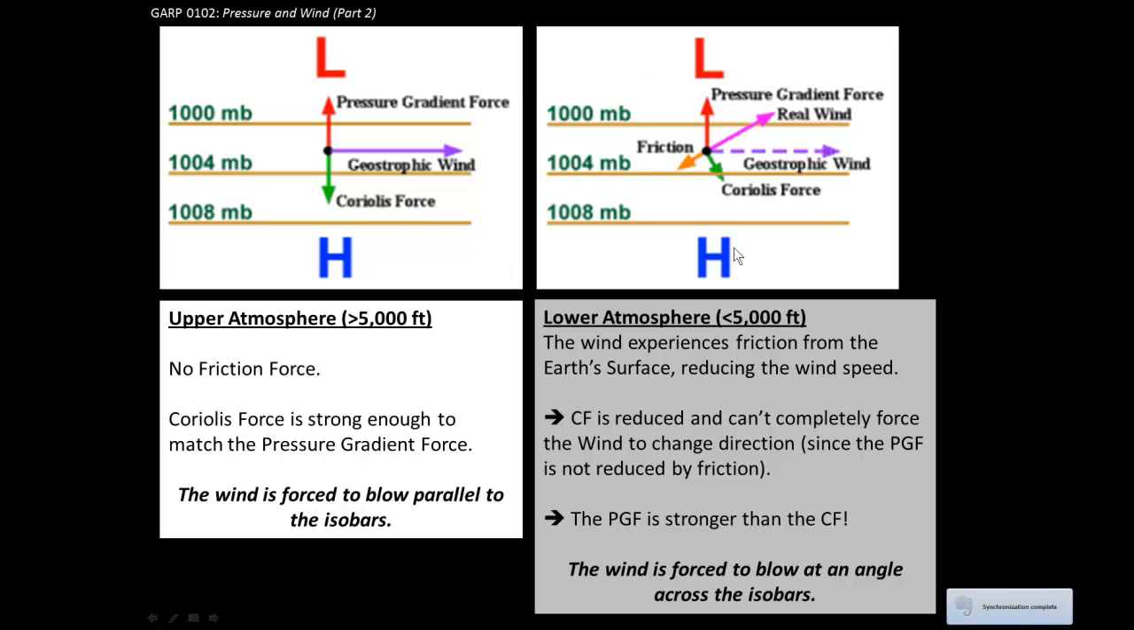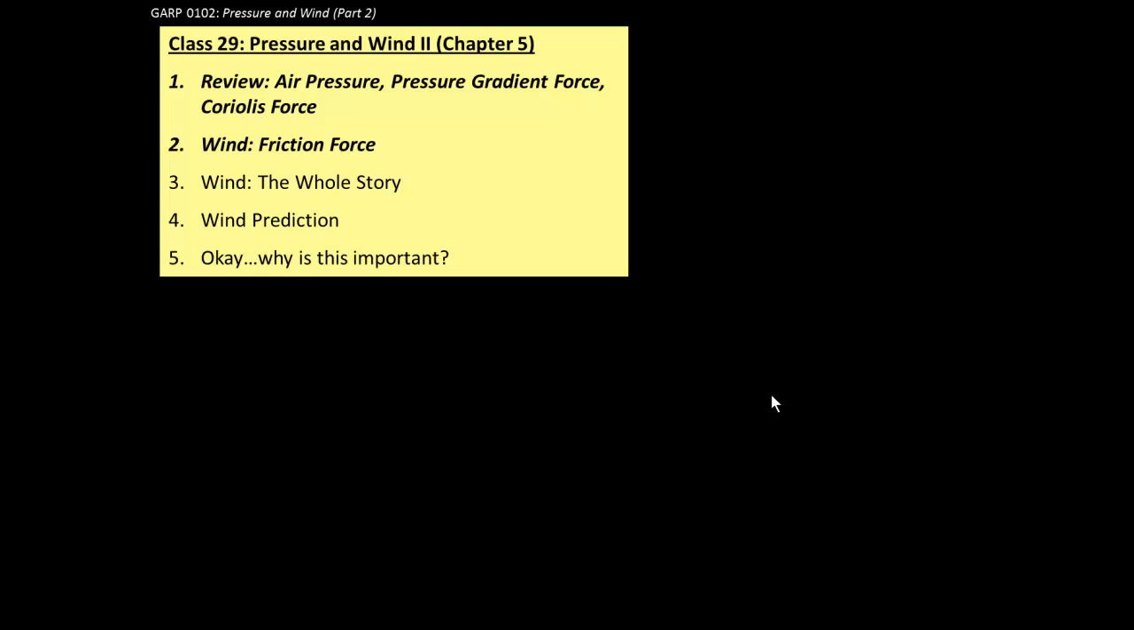So in our little drawing here, we have a high pressure area, low pressure, and the resultant wind direction near the Earth's surface is the pink arrow. And compare that with the geostrophic wind if you were above 5,000 feet in the upper atmosphere. So that's the difference between wind direction near the Earth's surface and wind speed higher up. That's the story.